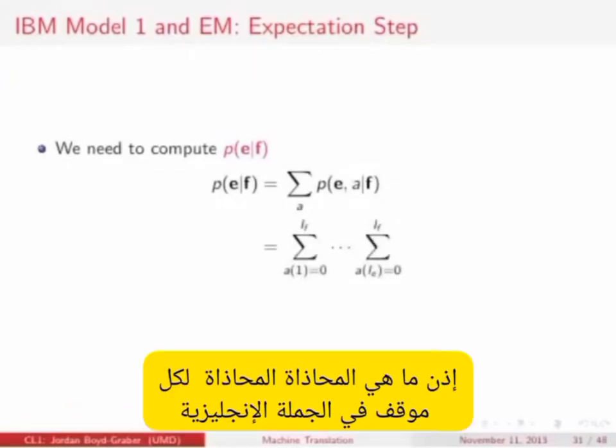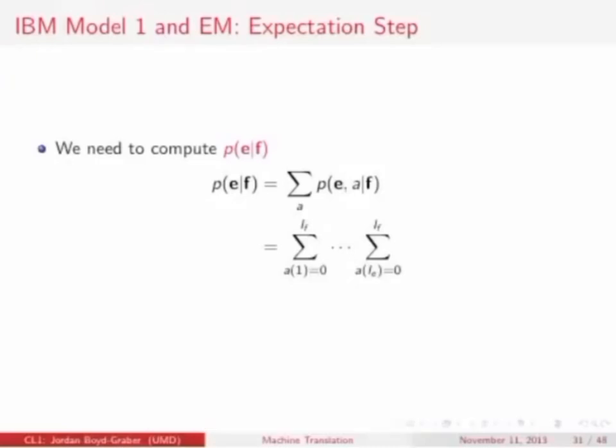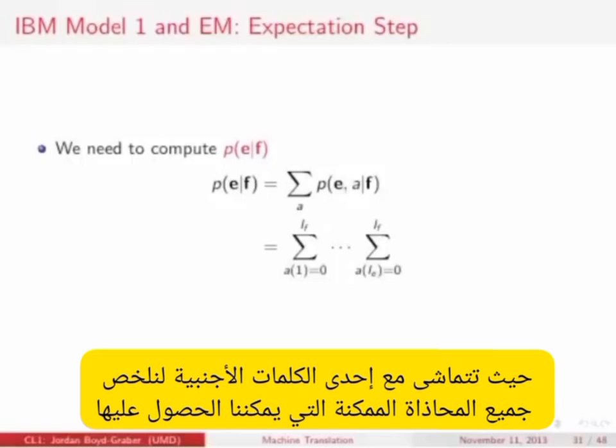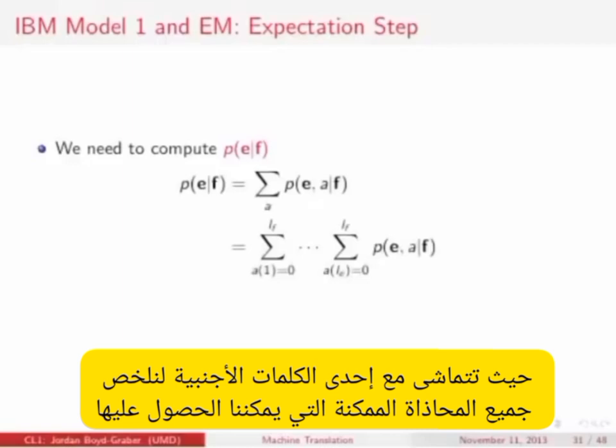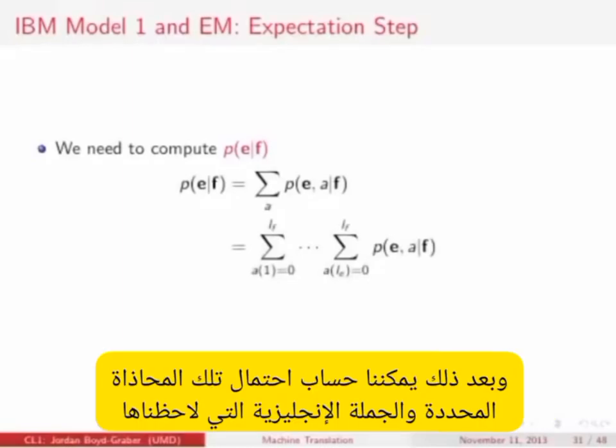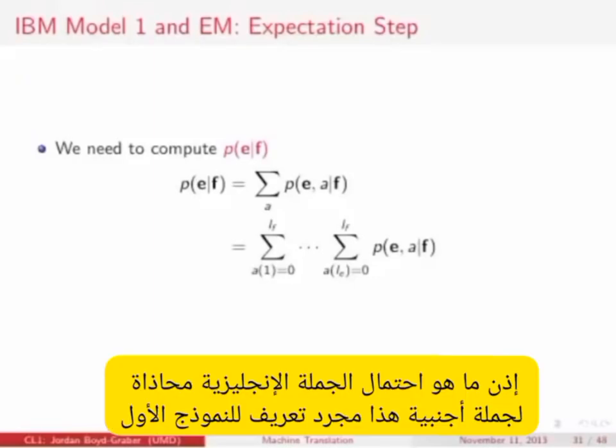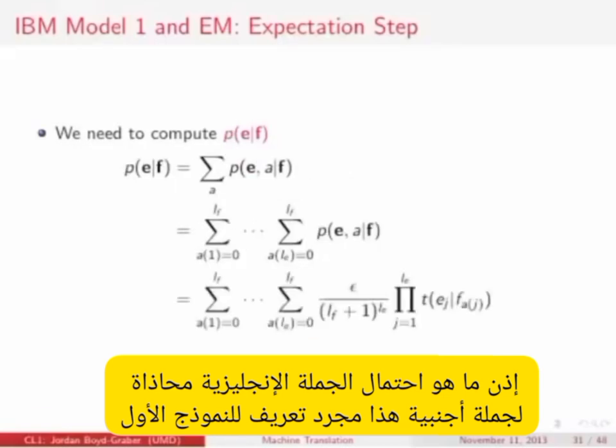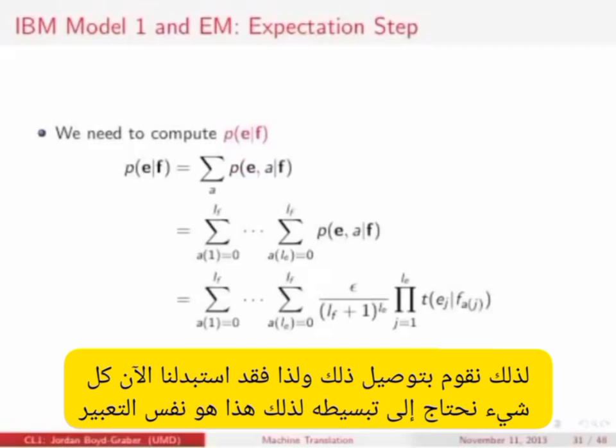So what's an alignment? An alignment is, for every position in the English sentence, an alignment with one of the foreign words. So we sum over all of the possible alignments that we could get, and then we can compute the probability of that specific alignment and the English sentence that we observed. And what's the probability of an English sentence and alignment given a foreign sentence? This is just the definition of Model 1, so we plug in that. Now we've substituted everything in, and we need to simplify it.